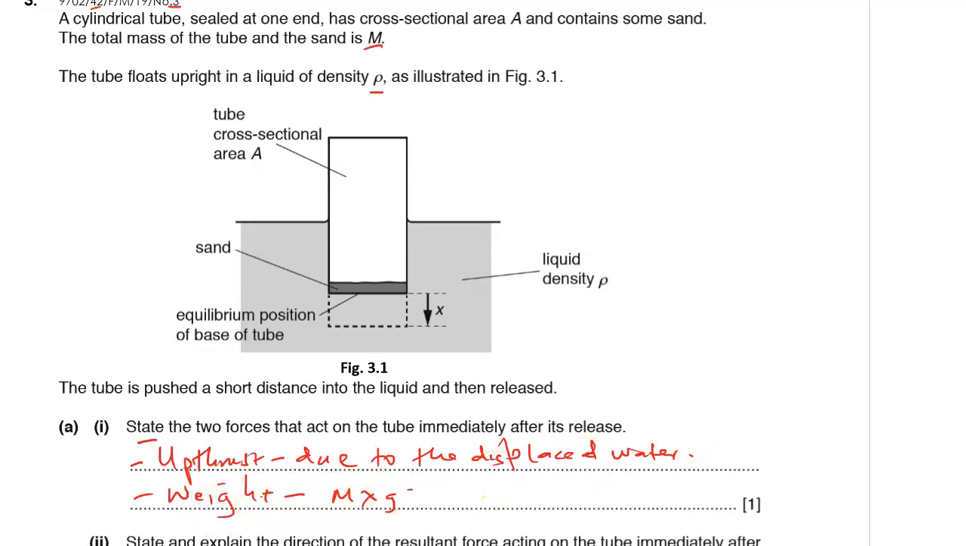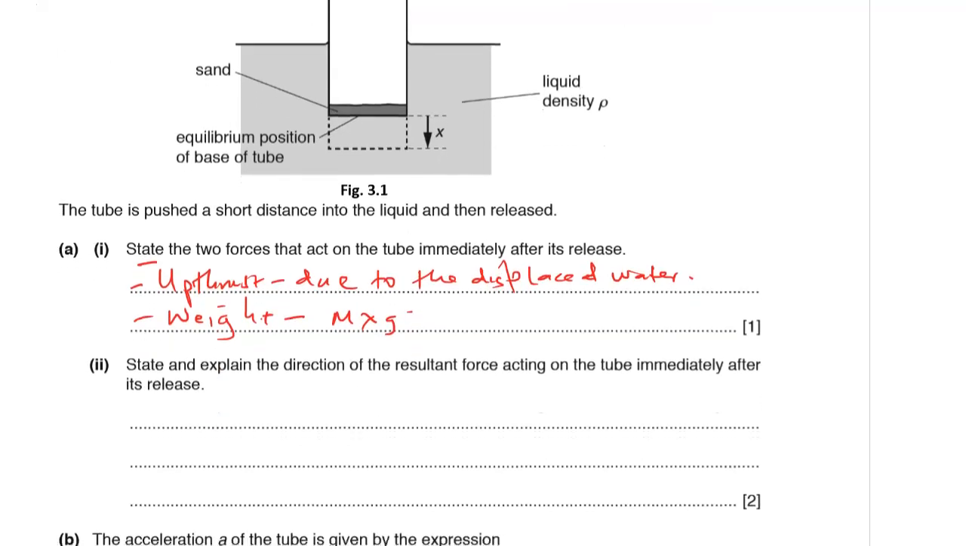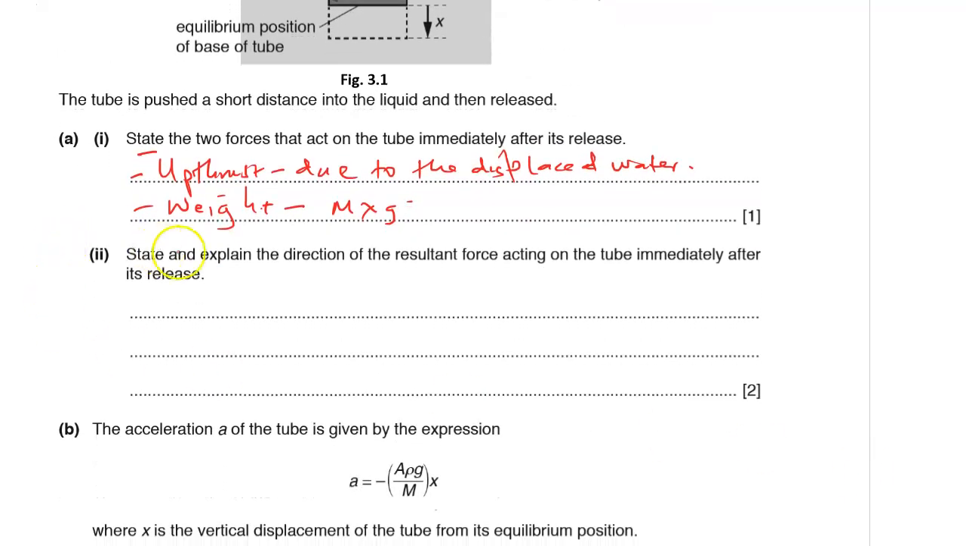The weight. Those are the two forces, upthrust and weight. State and explain. Don't forget, those are two questions. State and explain the direction of the resultant force acting on the tube immediately after it's released. Of course, the resultant force will be up because after the tube has been pushed downwards, once you release it, it will come up. So the resultant force is upwards.